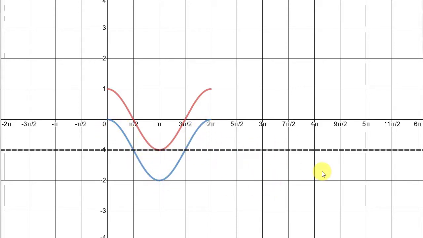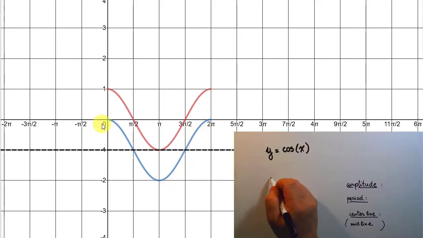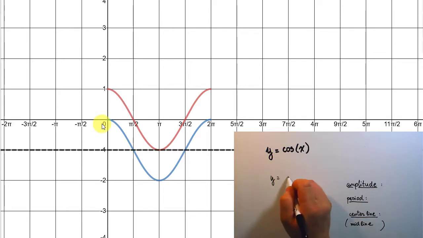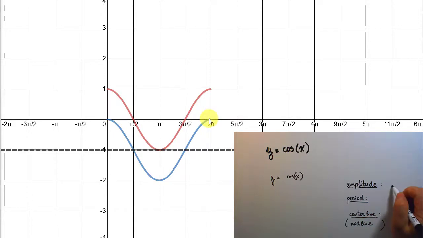So let's make a good guess on what that graph is. Let's make a good judgment of what that function's equation is. It's going to have to be y equals cosine of x plus something. The reason I know this is that the amplitude from the center line out to each peak is still 1.